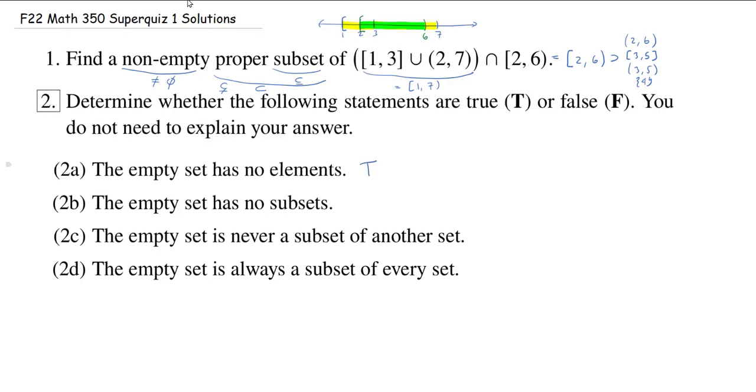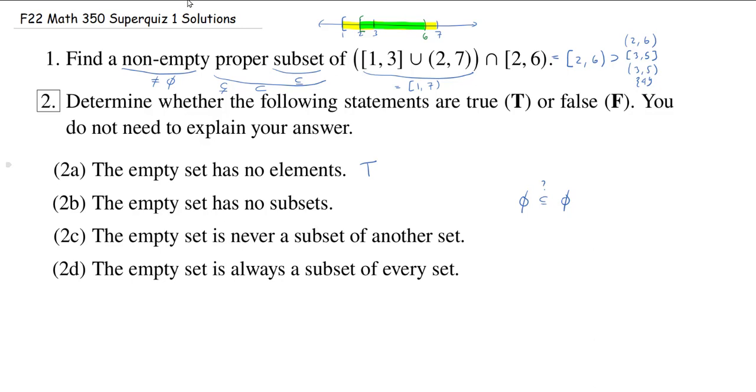The next one, the empty set has no subsets. Well, this seems pretty reasonable, right? If it has no elements, how is it supposed to have any subsets? However, if I consider the empty set as a subset, does that make sense? Well, for the empty set to be a subset of the empty set, it would have to be that every element of the empty set is an element of the empty set. Well, this is vacuously true.